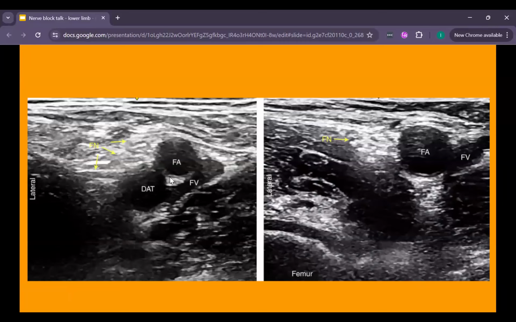Ideally, if we get this image, we just want to scan a little bit more proximally back towards the inguinal ligament or inguinal crease. And we ideally want to get this image on the right, where the deep artery of the thigh has disappeared or essentially joined the femoral artery. So we just want to see the femoral artery with the triangular shaped femoral nerve lateral to it. So if we ever get this image on the left, just scan a little bit more proximally, and your view will improve.